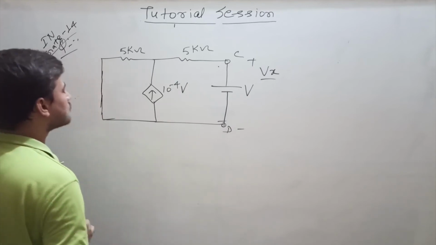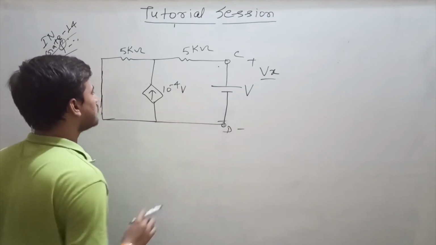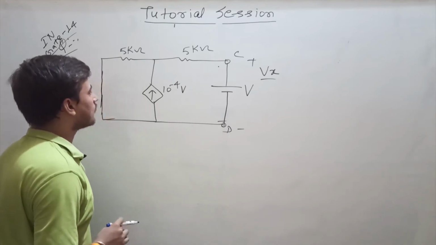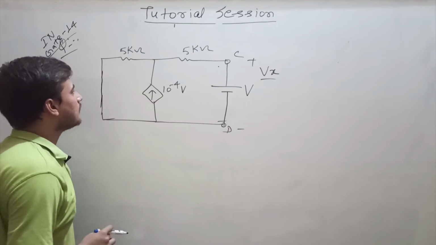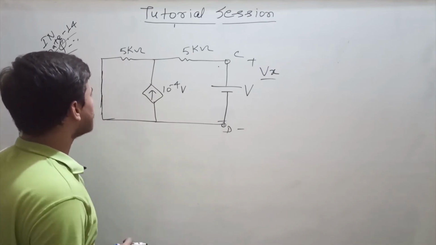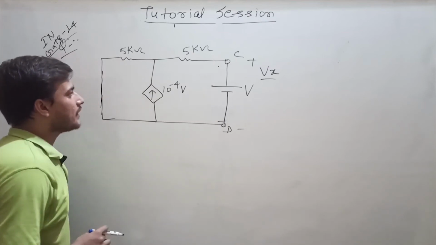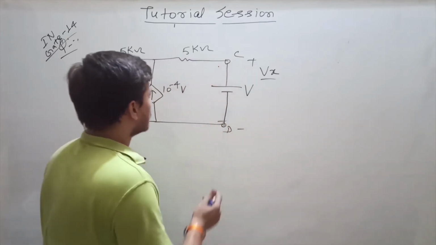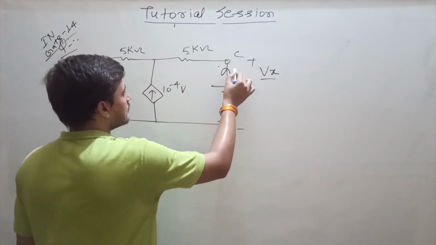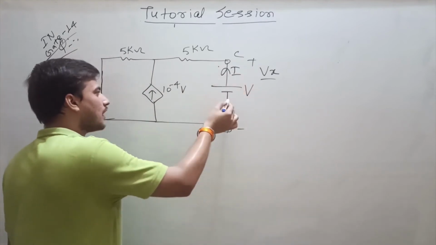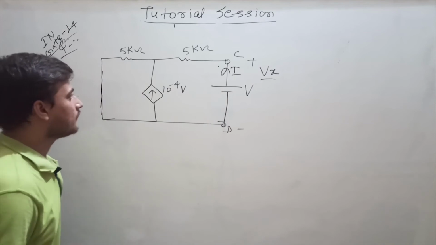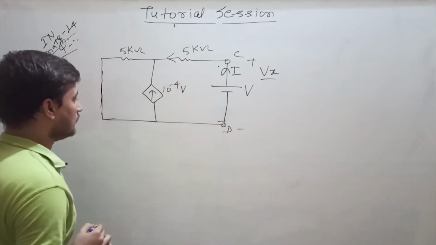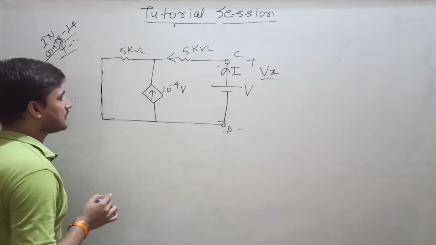This Vx will be replaced by V, that is 10 to the power minus 4 V. Clear? Next, we have to write the equations to find the relation between V and this current I, because we have to find V by I. So the current coming out through this one will be I. Clear? Let us see how to find it.